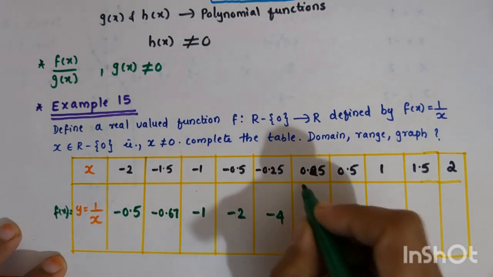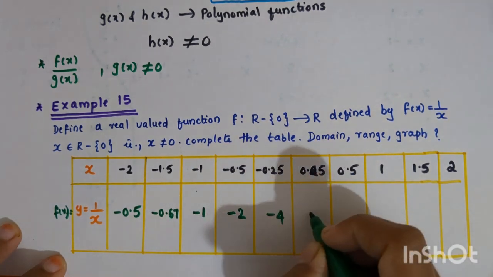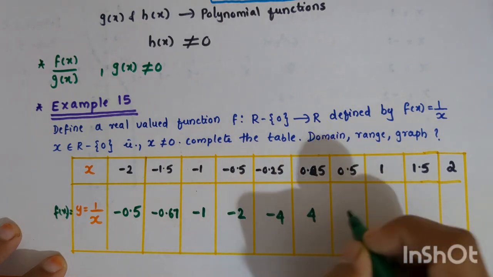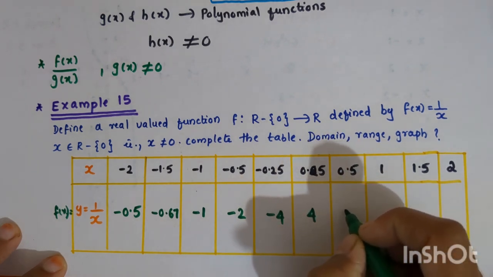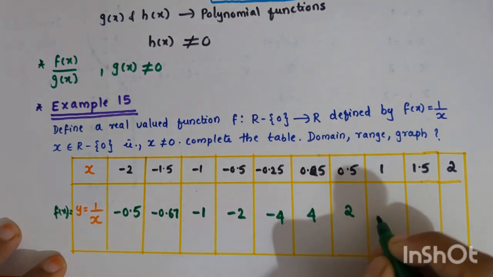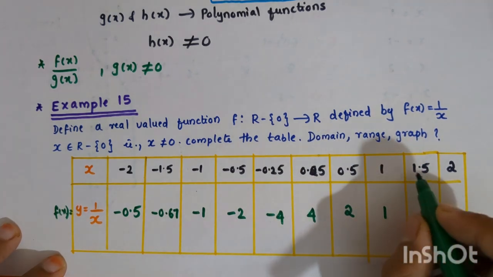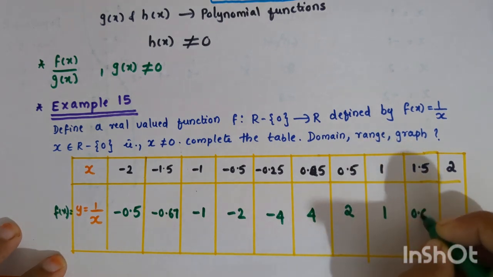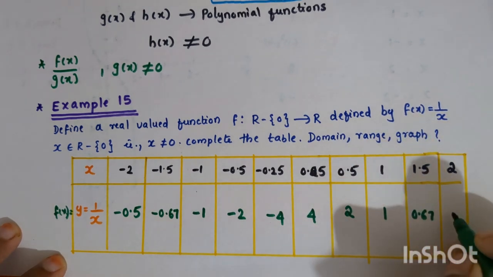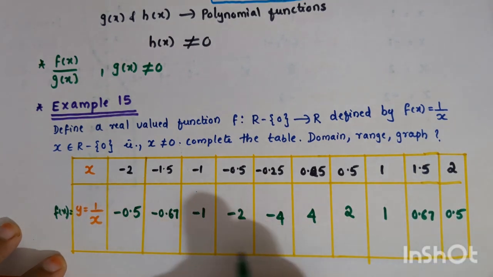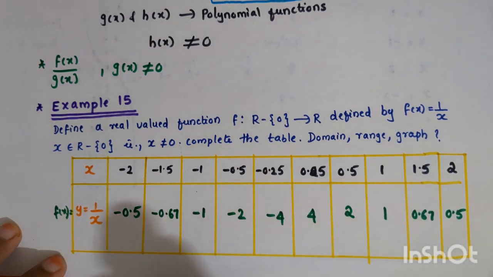When x is equal to 0.25, f of x will be 4. When x is equal to 0.5, 1 by 0.5 is 2. When x is equal to 1, y is 1 by 1, which is 1. When x is equal to 1.5, 1 by 1.5 is 0.67. When x is equal to 2, 1 by 2 is 0.5. So this is how we complete the table.